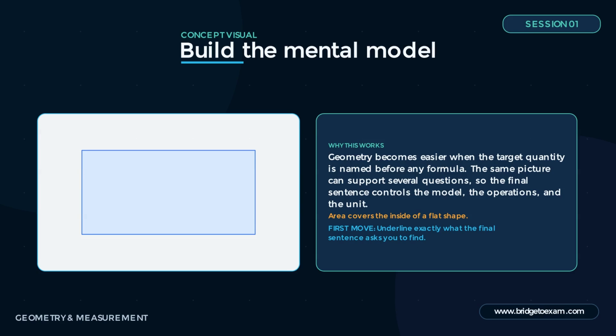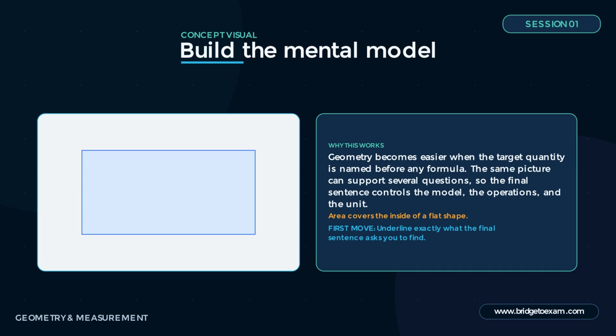Here is the central reasoning. A rectangular patio can produce several different questions. Pavers covering the patio require area, edging around it requires perimeter, and a diagonal support creates a right triangle length problem. The same dimensions can therefore lead to different calculations.